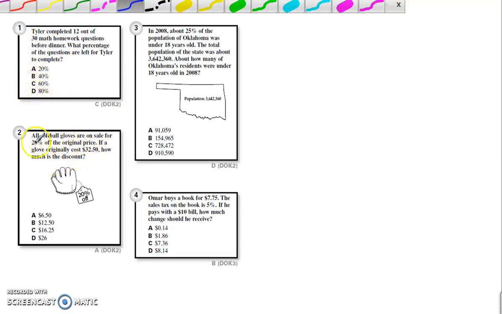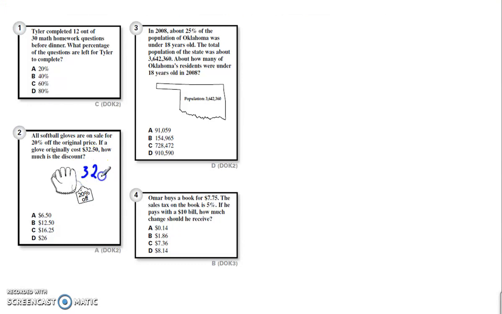Here we know that it's on sale for 20% off, so we multiply 32.5 times, and remember to change your percents to decimals, times 0.2, and that would give you 650. Here we're looking for 25% of 3,600,000 and some thousand. So multiply that times 0.25 and you would get D.